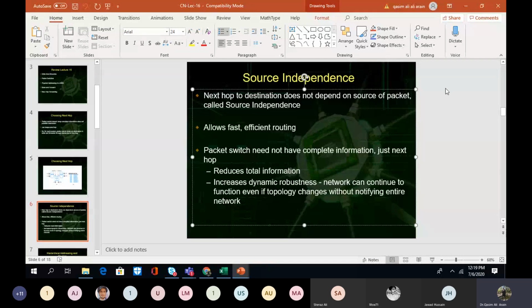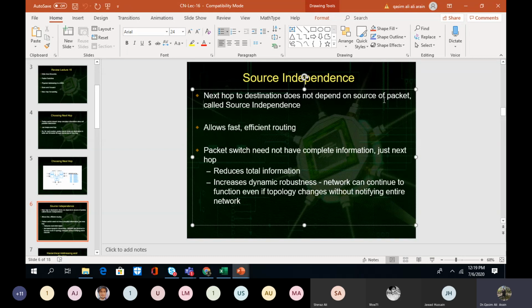I'm going to again read it for you. Next hop to destination does not depend upon the source of a packet. ठीक है जी, आपके पास जो next hop की जो destination होती है वो depend नहीं करती है आपके source ID के ऊपर या source of the packet के ऊपर. This concept is being called as source independence.